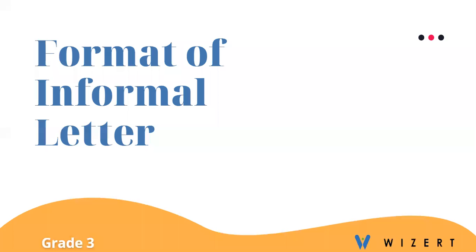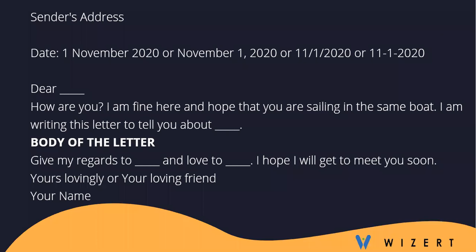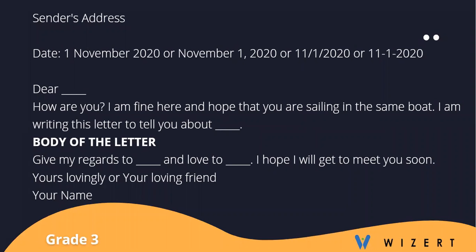Format of informal letter. Now, just next to the margin, you have to write down the sender's address. So for example, if I am writing a letter to my friend, then over here I need to write my address. Then I will leave a line and write down the date. Now there are various ways in which we can write the date, but please make sure that you don't use the word date. You just directly have to write it.